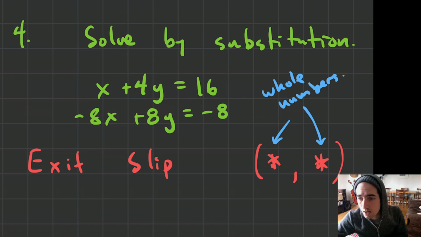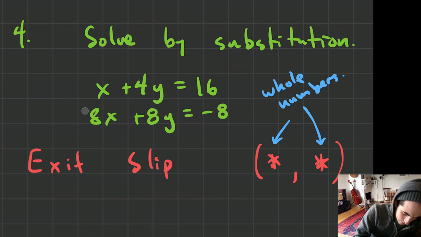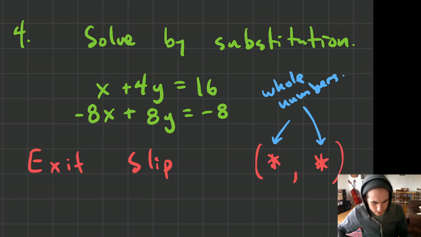I'm not going to write this on the website. So what you can do is pause the video, or if you forget to pause it, you can always go back on YouTube and rewind to take a look at this question. Let me just double check that I wrote the question down correctly, because I did write the last one down wrong. Negative 8x plus 8y equals negative 8. I'll make this look a little bit nicer. Yeah, that looks nice.